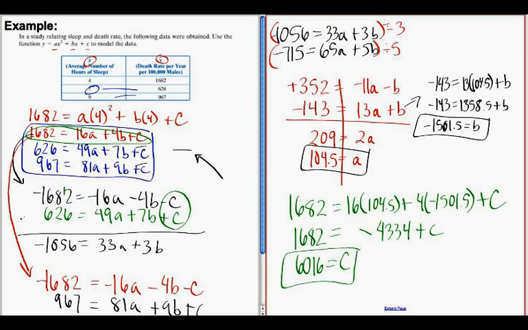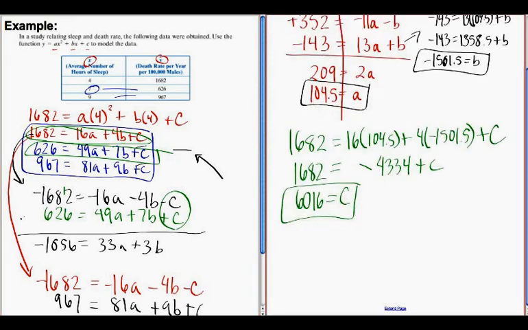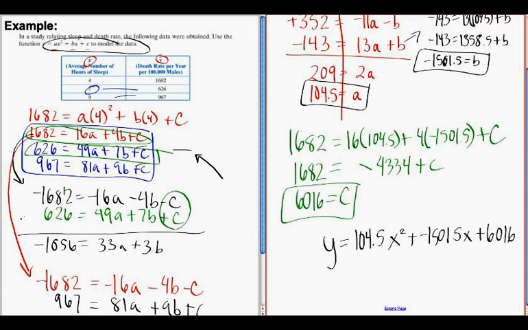I could double check my A, B, and C by checking them in my other equations and plugging them into, for instance, the second equation and making sure it actually gives me 626. But the answer to this question is not just what are A, B, and C. It said use the function to model the data. So we're trying to write a rule to model the data. So my rule is now plugging in my A, B's, and C's. 104.5 x squared, and then B is negative 1501.5x and plus C. That's the answer.